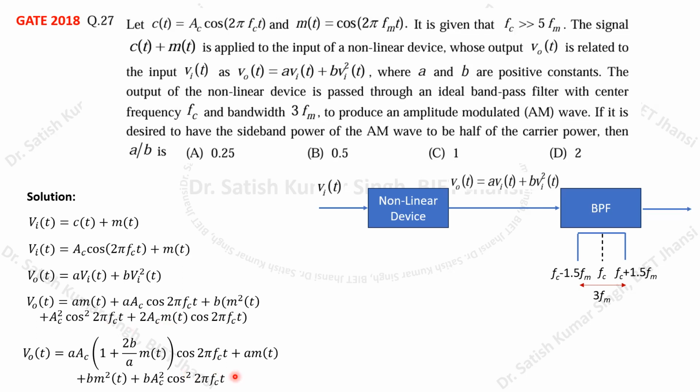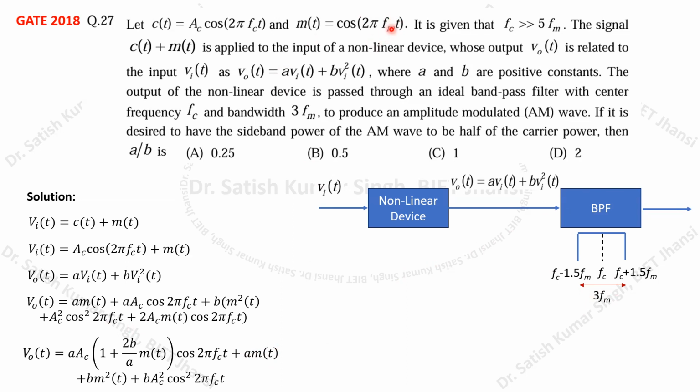Now if this is the signal and we pass it through the band pass filter, we can easily see that because this band pass filter has its central frequency fc and its bandwidth is 3fm, the m(t) signal will be rejected by the filter. Why will it be rejected by the filter? Because m(t) has its frequency component at f = fm.